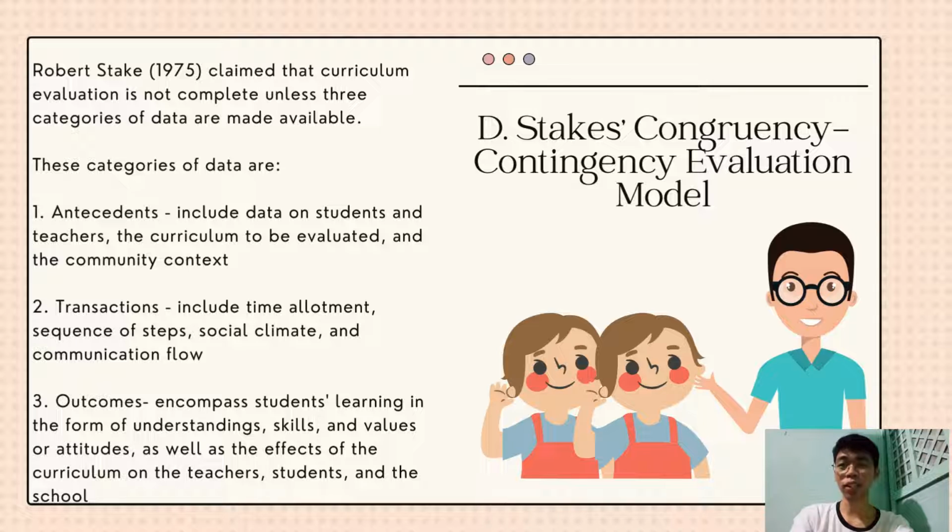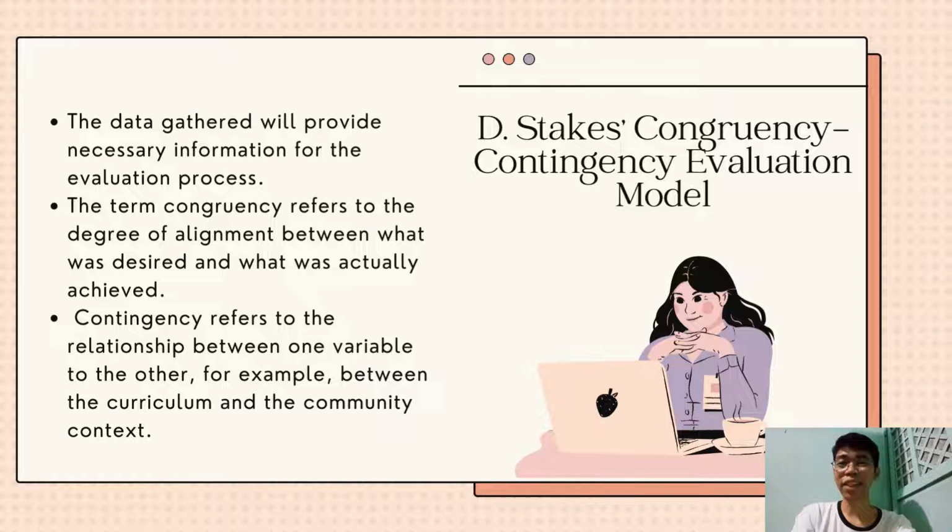Number 3, outcomes. It encompasses students' learning in the form of understandings, skills, and values or attitudes, as well as the effects of curriculum on the teachers, students, and the school. The data gathered will provide necessary information for the evaluation process. The term congruency refers to the degree of alignment between what was desired and what was actually achieved. Contingency refers to the relationship between one variable to the other, for example, between the curriculum and the community context.